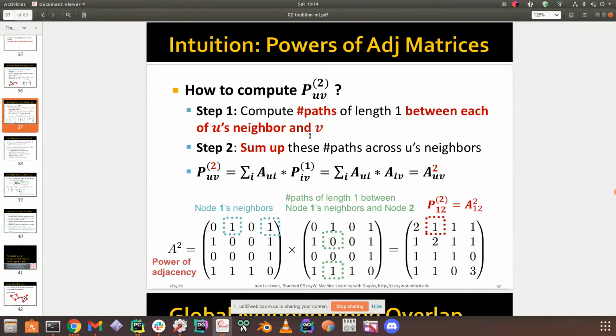So this is if I want to count the number of paths of length 2 between U and V. Because you need one hop from U to a neighbor and then one hop from the neighbor to V, you count the number of paths of length 1 between U and its neighbors, and then from those neighbors to V, and then it multiplies. I'm not sure if I made it any clearer or not.